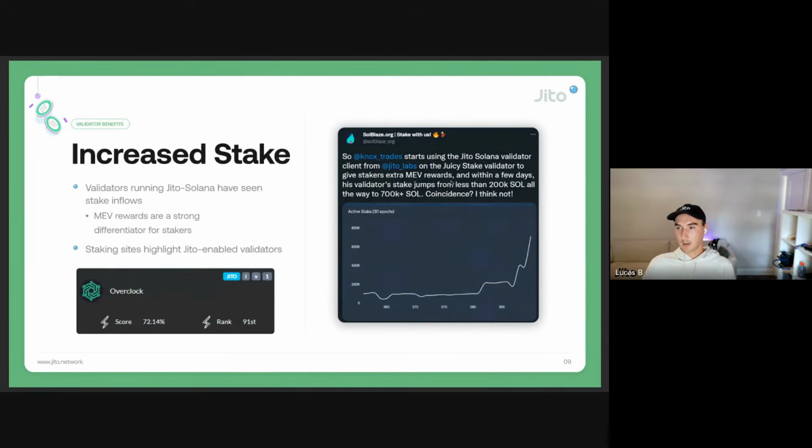We've seen some validators get an increase in stake from running the client as well. It's pretty cool to see validators.app and StakeWiz and some other websites showing Jito-enabled validators. If you run an explorer for validators and want to show which validators are running the Jito software, you can pull that data from on-chain, or we have an API that you can use as well to calculate that.